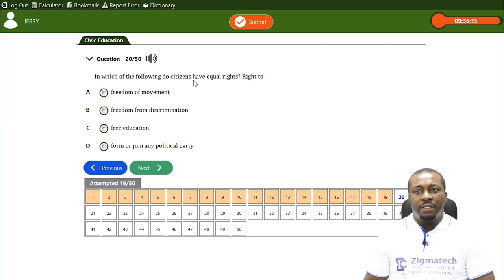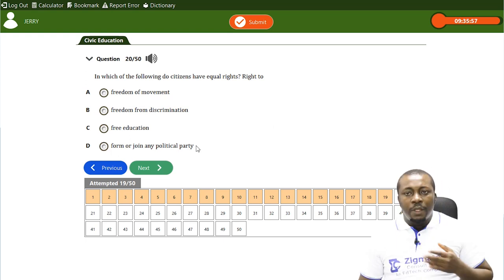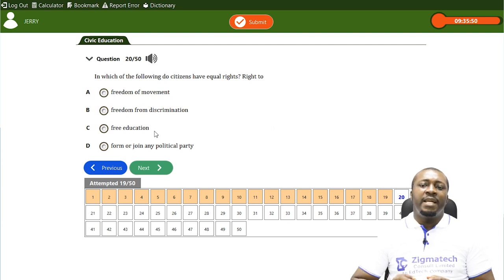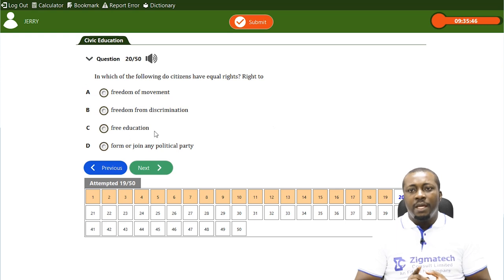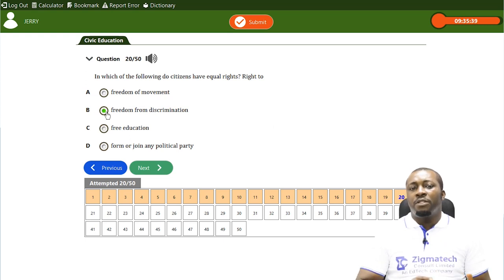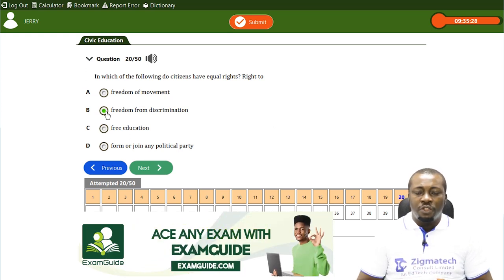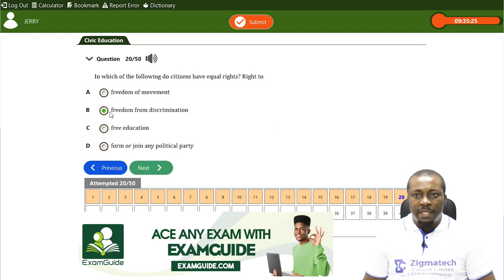In which of the following do citizens have equal rights? A, freedom of movement? B, is it freedom from discrimination? C, is it free education? D, form or join any political parties? Now, if you look at all these rights, they are rights of citizens. But the one that emphasizes equality is the one that says freedom from discrimination. No citizen shall be discriminated against based on race, ethnicity, class, or anything. No citizen should be subject to any form of discrimination based on any factor. So B is the answer.